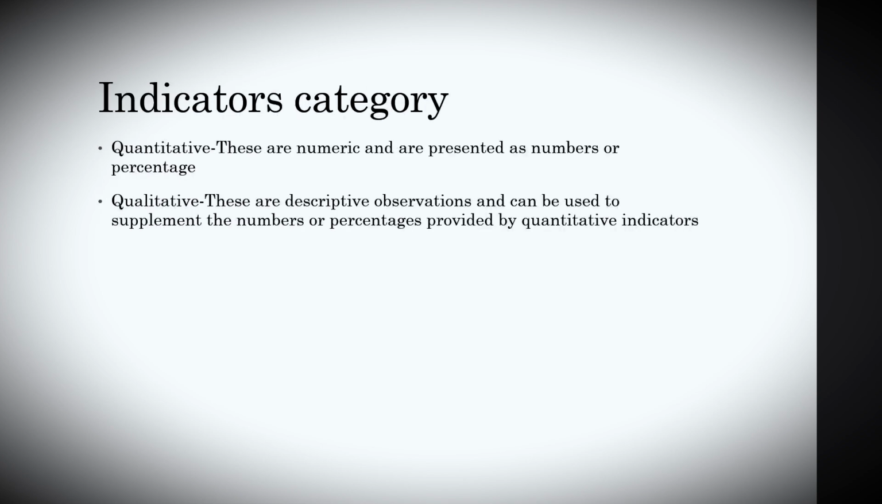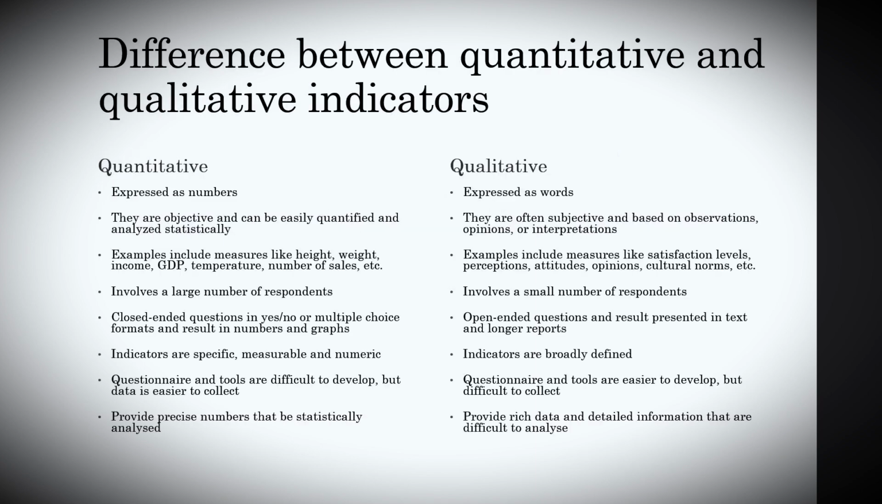Let's move on. We have indicator categories. An indicator is categorized into 2: quantitative and qualitative. Quantitative is a numeric indicator and is mostly presented as numbers or percentages, while qualitative is a descriptive observation which is used to supplement the numbers or percentages provided by the quantitative indicators.